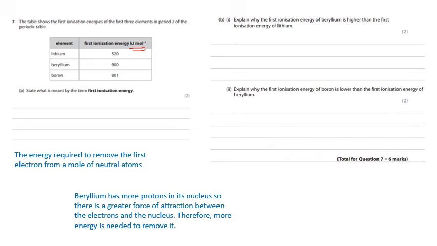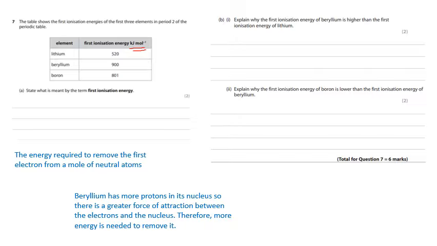Explain why the first ionization energy of boron is lower than the first ionization energy of beryllium. Now, you might expect it actually to be higher because boron now has got 5 protons. However, this is all about subshells.